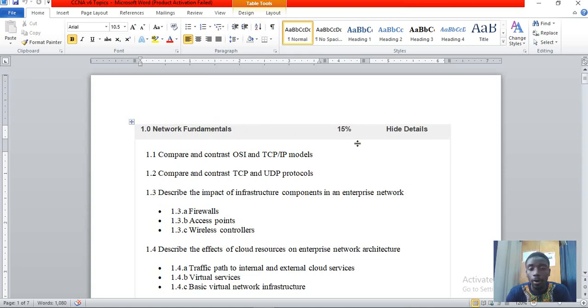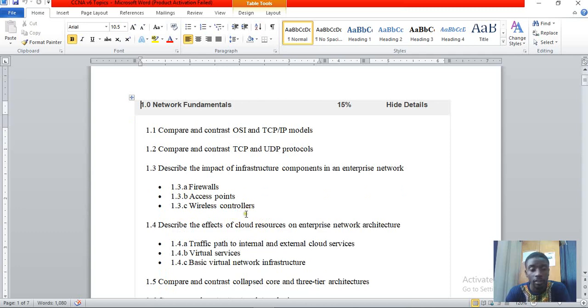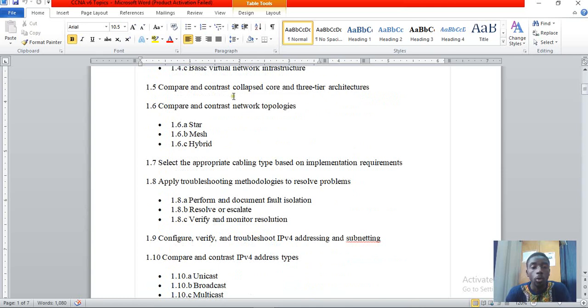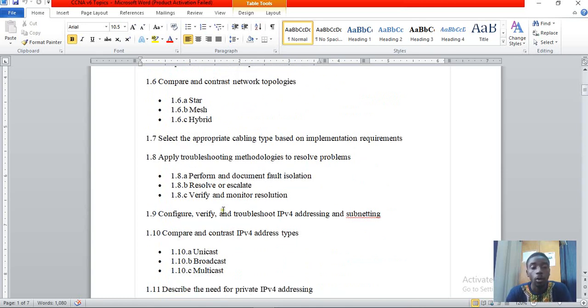That is the network fundamentals, which will take 15% of the 100% that you are going to get for your exam. So you are going to cover the OSI layers, and you will also discuss the network security tools and network access tools. We describe the cloud computing resources and cloud network environment. We'll talk about the virtualized service networks, and we'll compare and contrast collapsed networks. We'll talk about network topologies in this, and also network connectivity and troubleshooting methodologies.